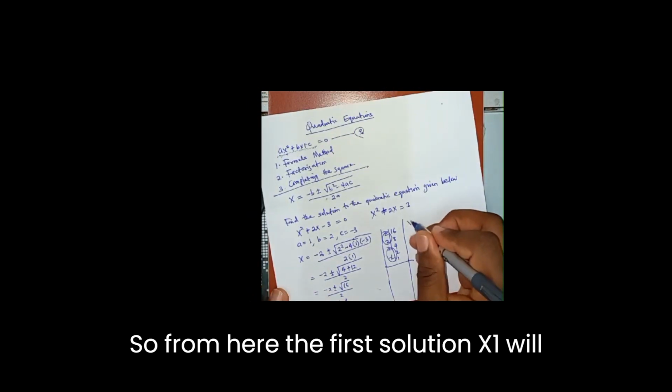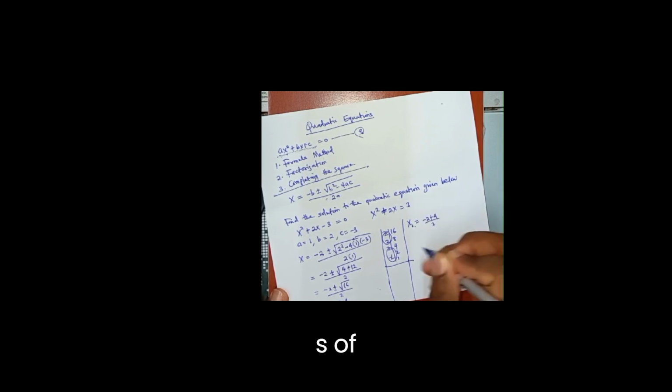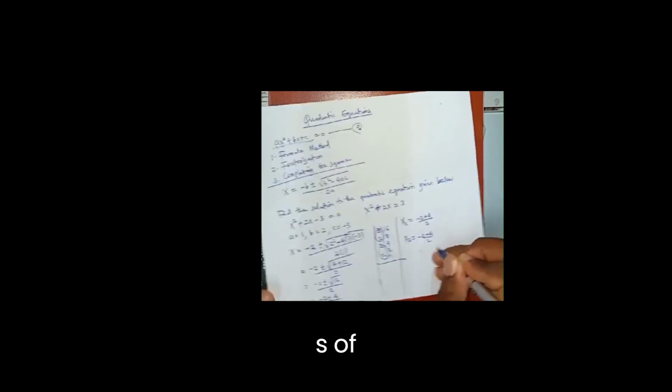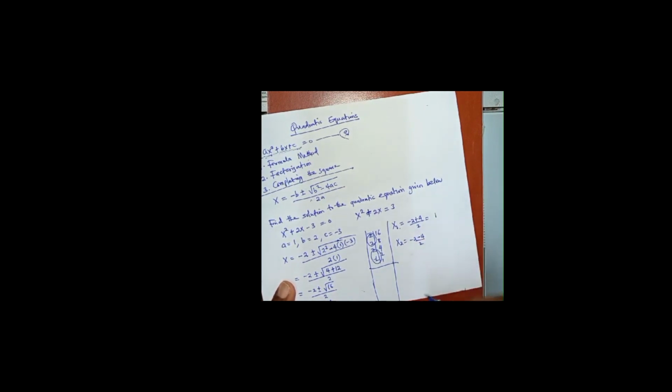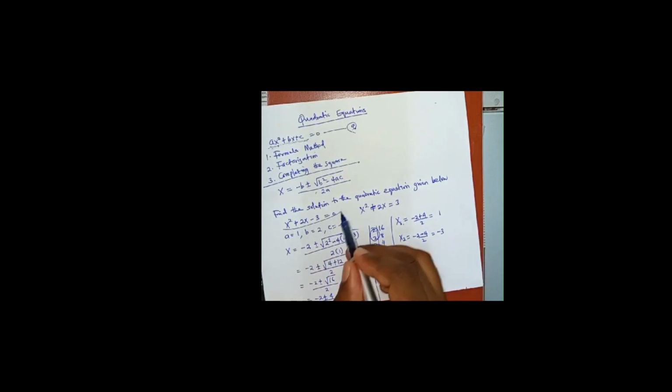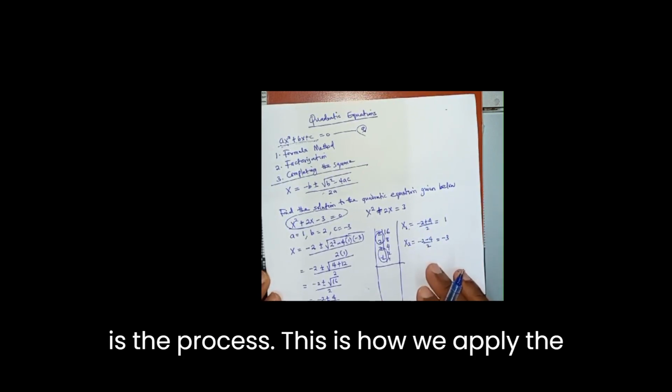From here, the first solution, x1, will be what? -2 plus 4 over 2. And the second solution, x2, will be what? -2 minus 4 over 2. And this will simplify to -2 plus 4 will give us plus 2. Divide by 2, that will give us 1. Then -2 minus 4 will give us -6. Divide by 2 will give us -3. So the solutions of this quadratic equation here is simply 1 and -3. So this is the process. This is how we apply the formula method.